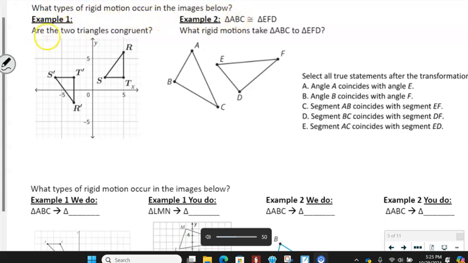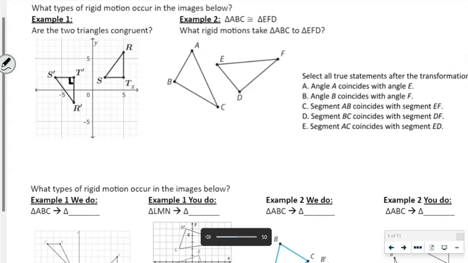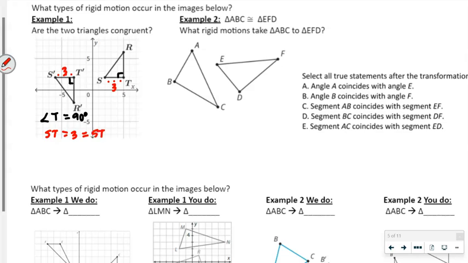So example 1 says, are the two triangles congruent, okay? What I noticed first is that we have a right angle at angle T, right? Y'all see that? So angle T equals 90 degrees, okay? Then let's see if we can count these sides. So ST is 1, 2, 3. ST prime is 1, 2, 3. Y'all see that? So ST equals 3, which is equal to ST prime, right?